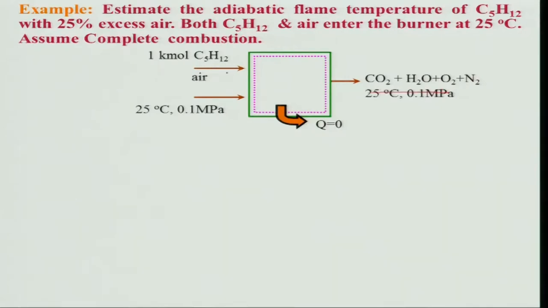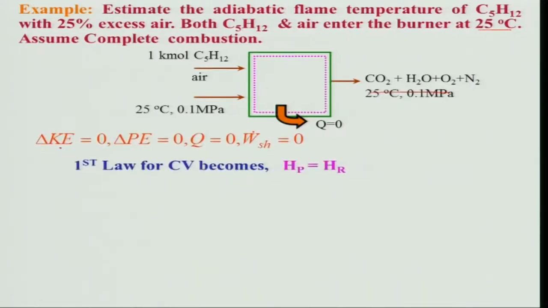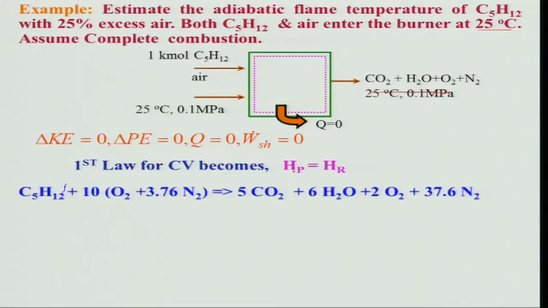So what we will do is estimate the adiabatic temperature of pentane, C5H12, with 25% excess air, where both the pentane and air enter at 25 degrees Celsius, and assume complete combustion. That is again an assumption we are making. We also assume the change in kinetic and potential energy is 0, Q is 0, and there is no shaft work. So the first law becomes HP equals HR.